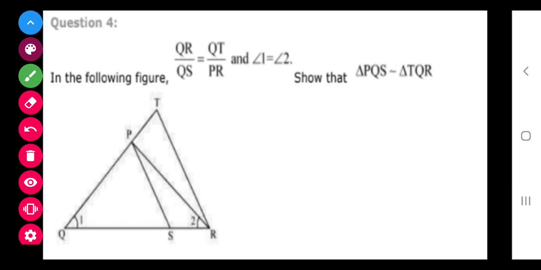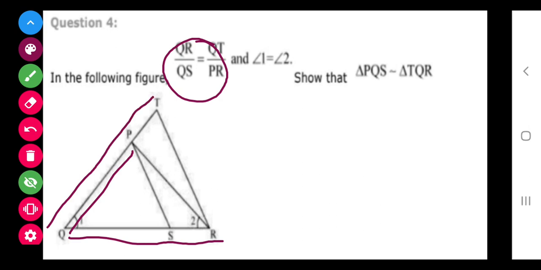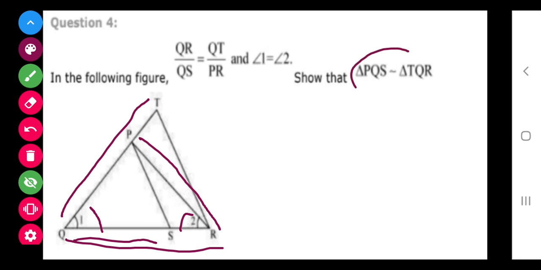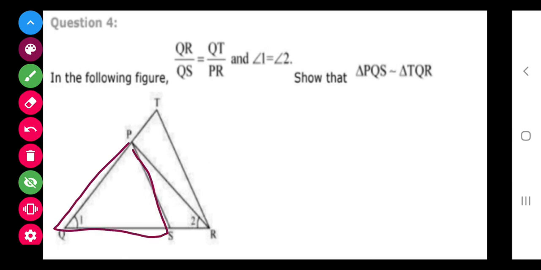Now one more question we are taking today. In this triangle, it is given that QR upon QS equals QT upon PR, and angle 1 is equal to angle 2. We have to prove that this triangle is similar to this triangle.